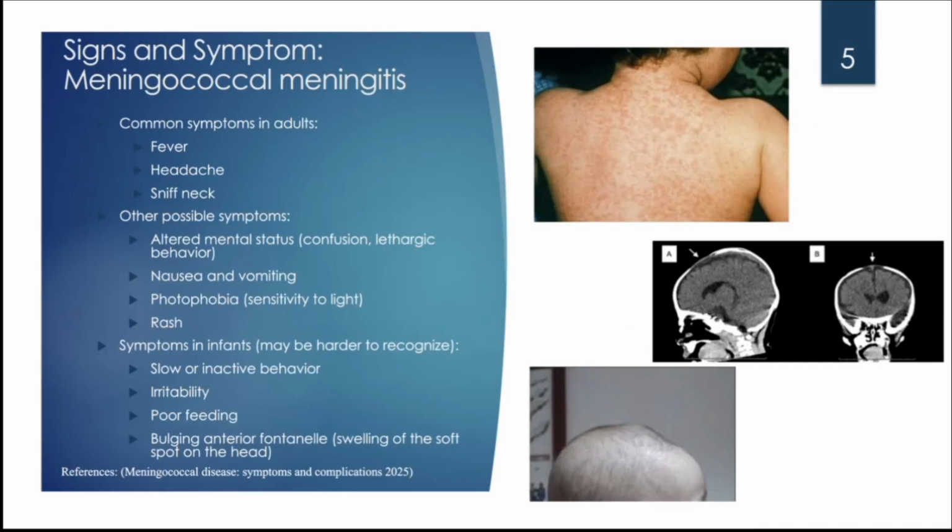Now we're going to go over the signs and symptoms of meningococcal meningitis. Some common symptoms in adults are fever, headache, and stiff neck, and some other possible symptoms are altered mental status, like confusion or lethargic behavior, nausea and vomiting, photophobia, which means the eyes are sensitive to light, and rash. Symptoms in infants may be harder to recognize, but include slow, inactive behavior, irritability, poor feeding, or a bulging anterior fontanelle, which is swelling of the soft spot on the head.